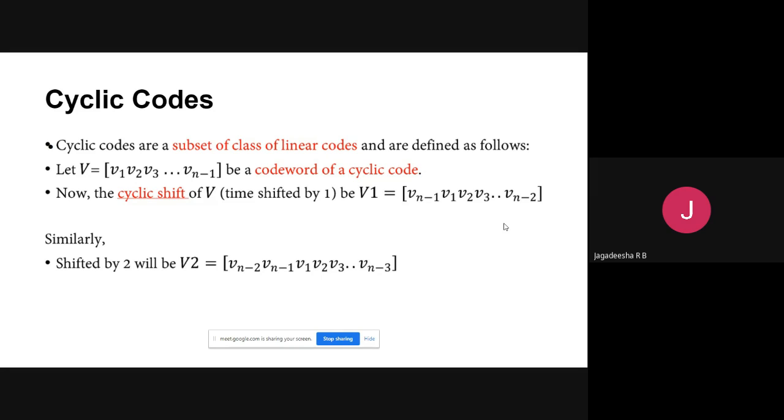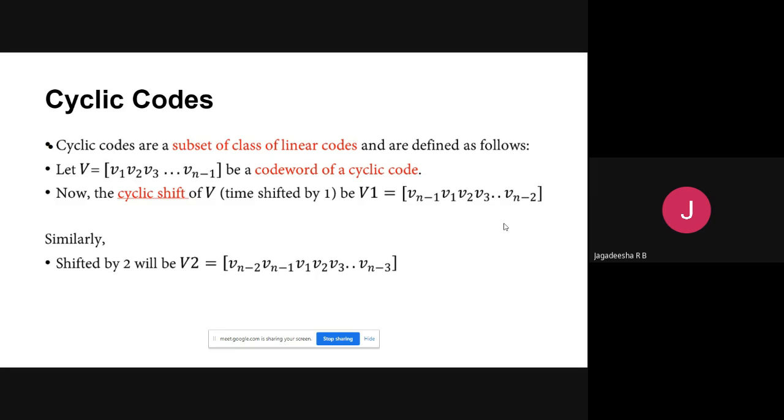Now here we are seeing the second slide, that is cyclic codes. These cyclic codes are again a subset of linear codes. Earlier we have studied linear block codes. This belongs to the same family of linear codes because it exhibits the linear property. If you see the second line there, V is equal to V1, V2, V3 up to Vn minus 1. It's the structure of a code word of a cyclic code.